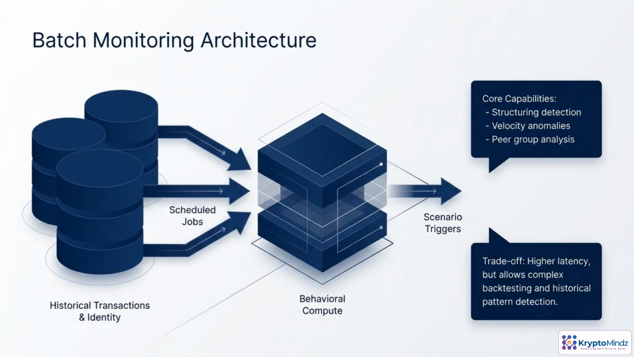Batch monitoring is where you mine historical transactions and identity data to understand behavior over time. On a schedule, heavy analytics jobs compute features such as payment velocity, structuring patterns, and peer group norms. From those, you generate scenario triggers that feed your AML engine or case management system. The trade-off is latency. You're not blocking a transaction in real time, but you gain richer context, backtesting, and the ability to detect long-running, subtle patterns.